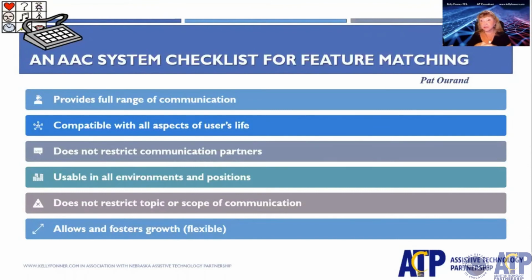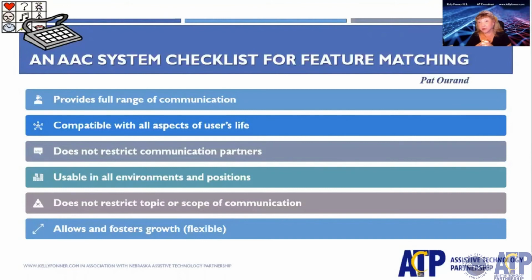That it doesn't restrict communication partners. For example, if you have a system that only has text output, what if I have a person that I'm interacting with that doesn't read? Do I also have auditory output? Do I have symbolized output? I want to make sure that I'm not restricting that number of people that they can talk to.